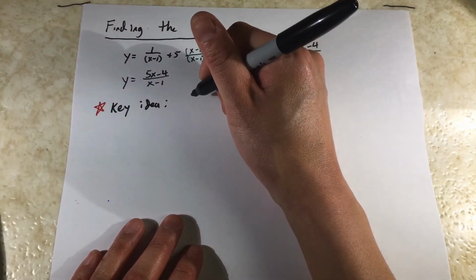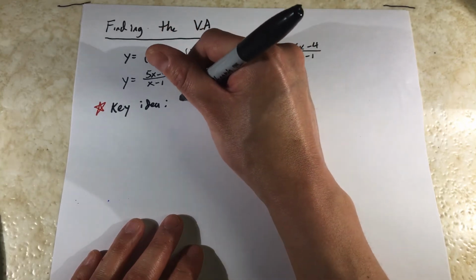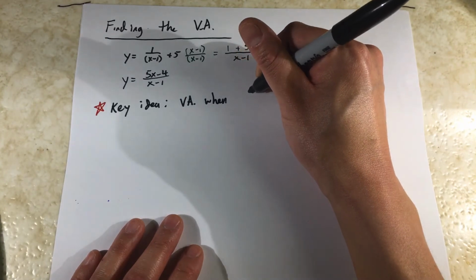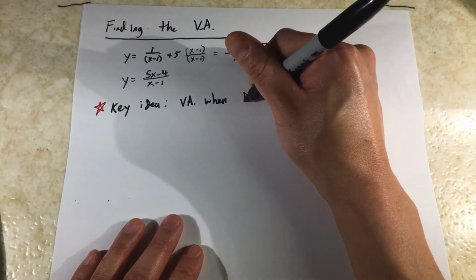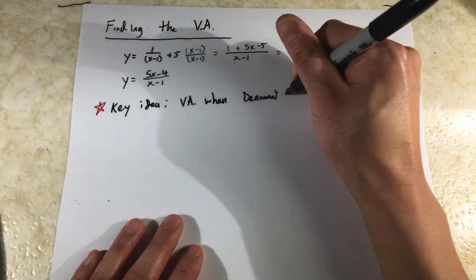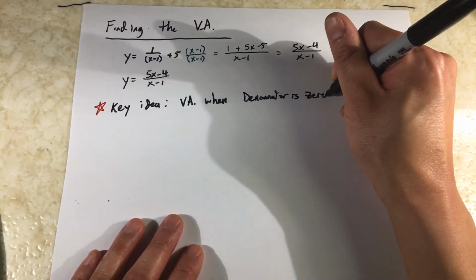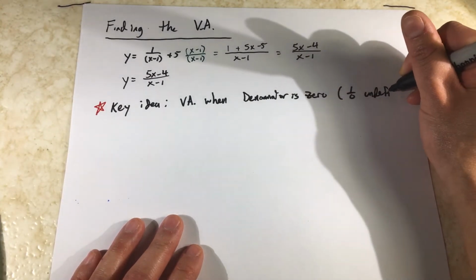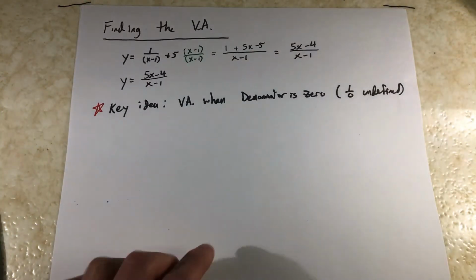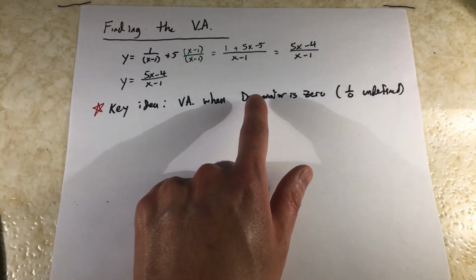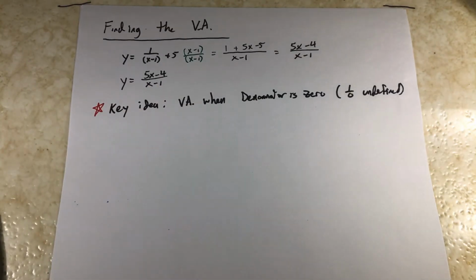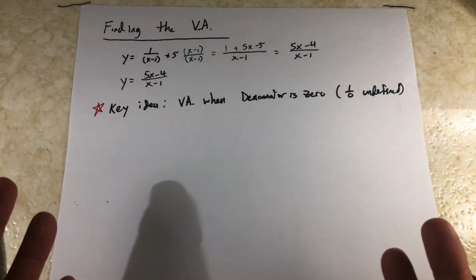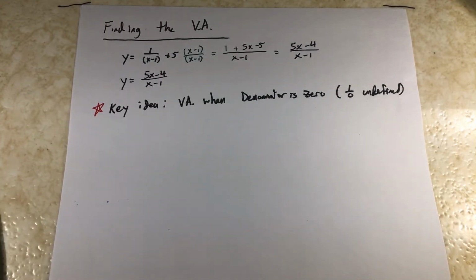But the key idea is this. You have a vertical asymptote when the denominator is 0. And the idea is that 1 over 0 is undefined. All right. So what you're looking for is the denominator of this rational expression equal to 0, because you want something like this. A number over 0 is undefined, and that's where your function is never going to have a value. All right.